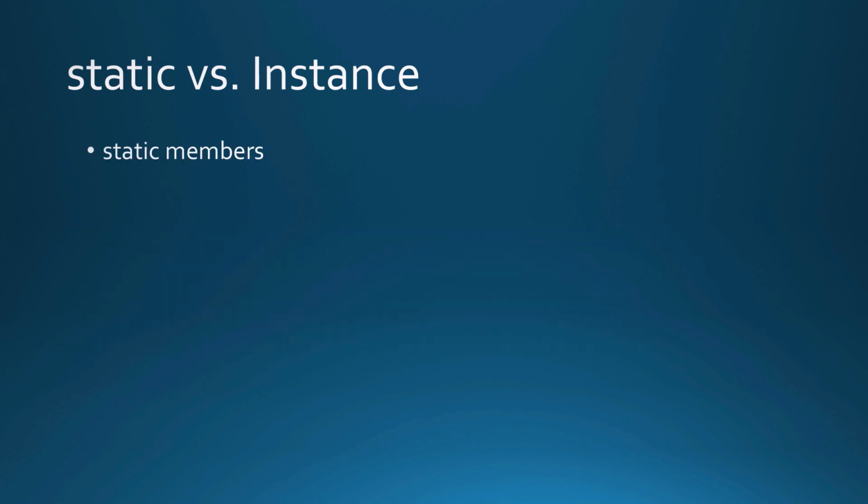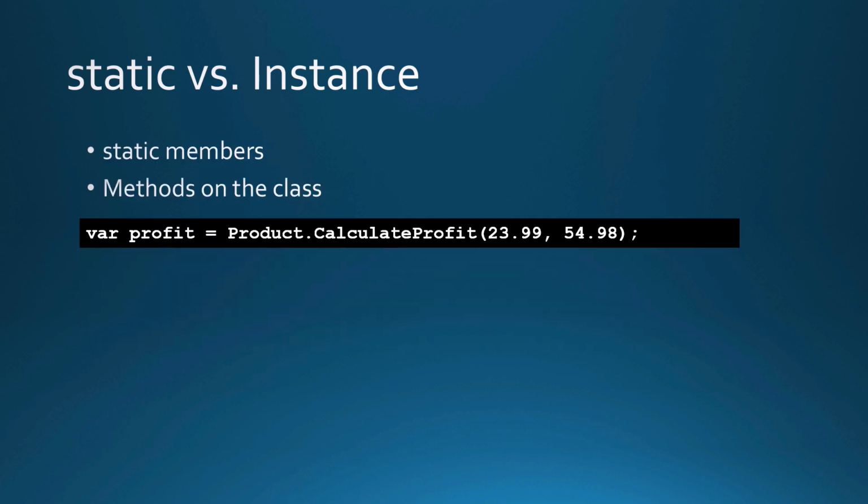Contrast that with a static member where the method is actually called on the class itself. You do not need to instantiate the product class. You can simply do product.calculateProfit. You pass in a couple of parameters usually, and you get some value back. There is no need to have any data in the product instance. We're just going to use the product class's calculateProfit static method and get the values back.